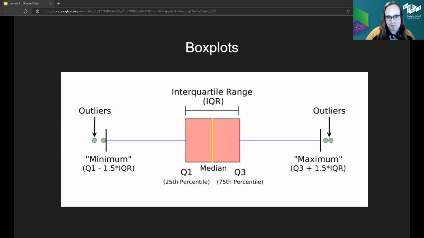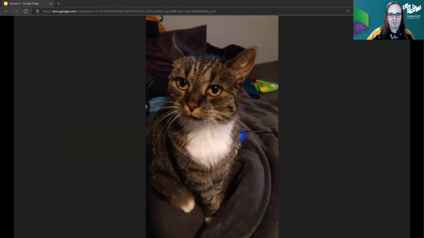Here is a labeled box plot, but first I wanted to just take a peek at the chat. Yeah, it looks like the tutors are all over this. All right, yeah, okay, fine. I'll go back to the cat while we wait.